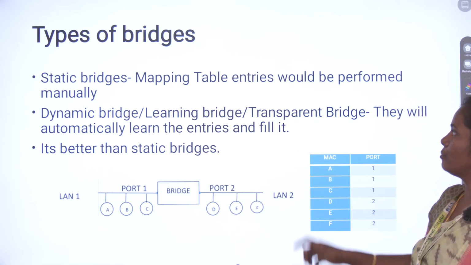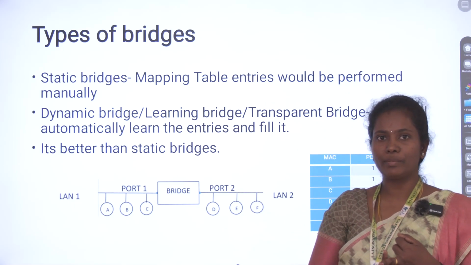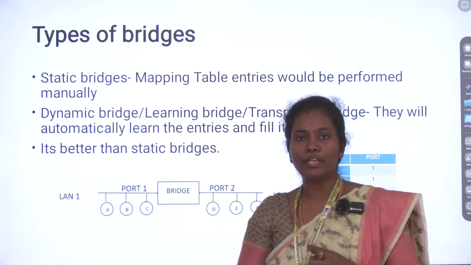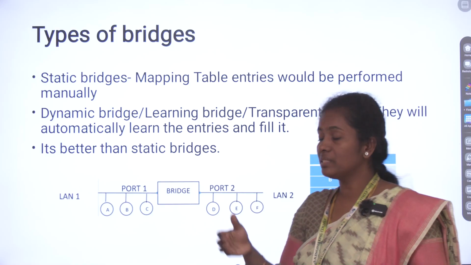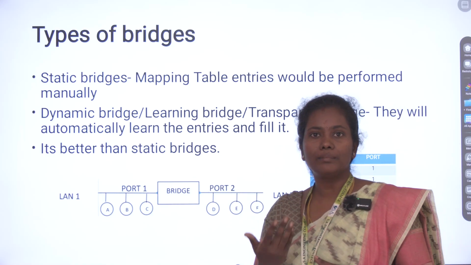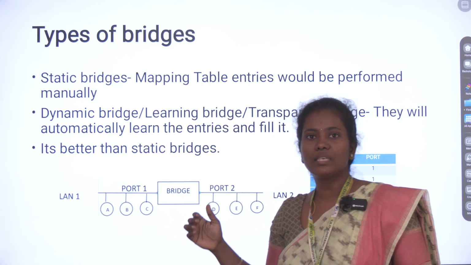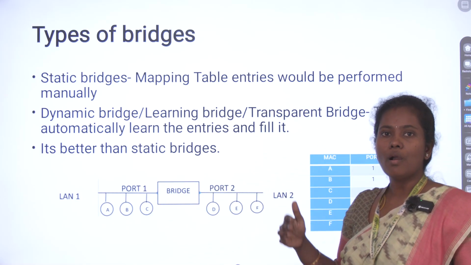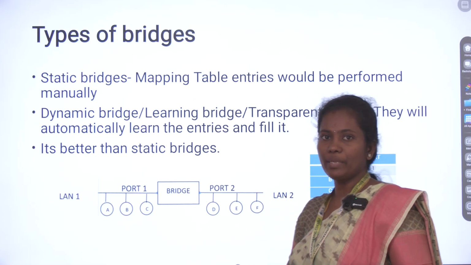Next, we'll see types of bridges. We have two types of bridges, static bridges and dynamic bridges. In a static bridge, the entries in the mapping tables are added manually by the users. So we can say it is a static bridge. In a dynamic bridge, the entries in the mapping tables are automatically added by learning and updating the mapping table.